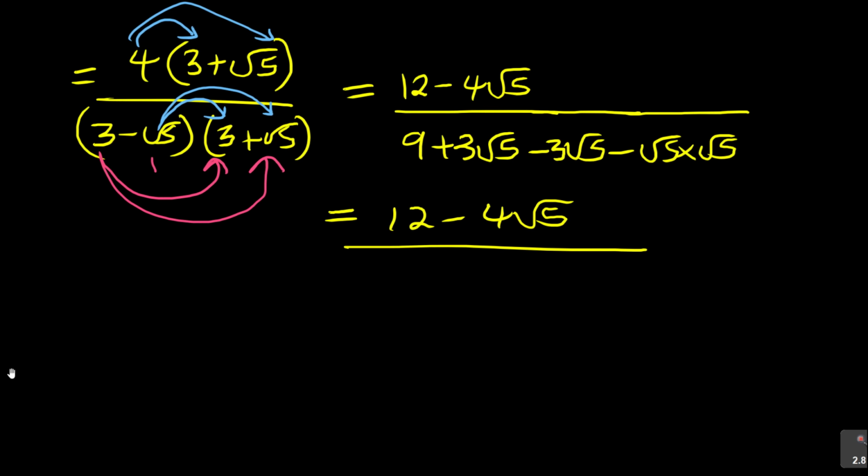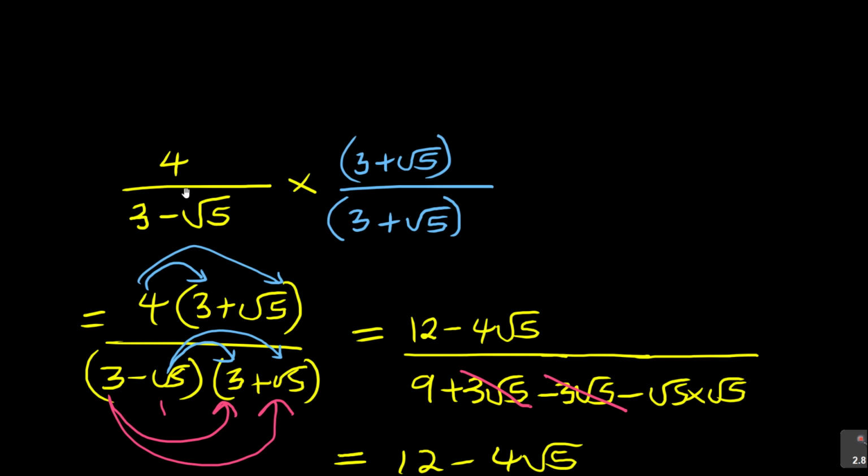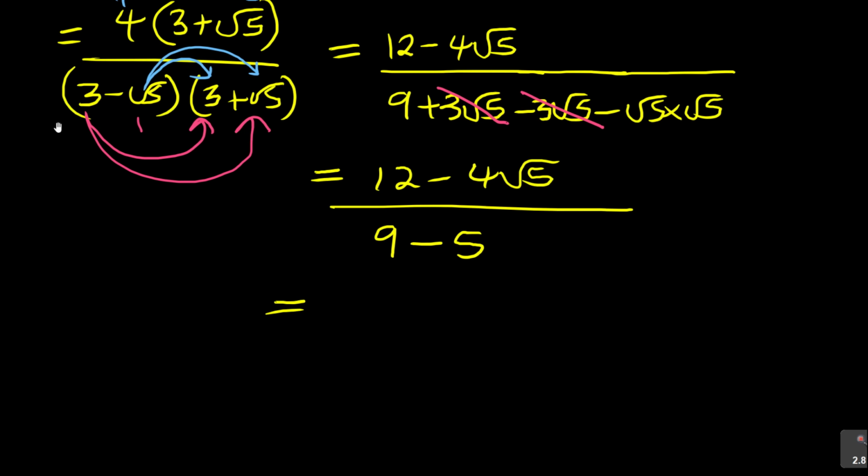Now, as I said, it was a difference of two squares where the center subtracts. This and this will cancel out. So what you have is 9. Now square root times square root is the number itself. Square root of 5 times square root of 5 is 5. You see, you have rationalized, you have removed what? You have removed that square root at the bottom. That's what it means by rationalization. So it will be 12 minus 4 root 5 all over 9 minus 5, which is 4.